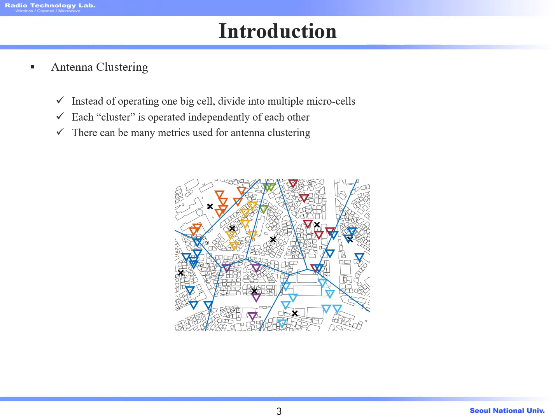Instead of operating one big cell, we are dividing the cell into multiple microcells, and each of the microcells is operated independently of each other. This is the concept of antenna clustering, where one antenna cluster is its own independent microcell.